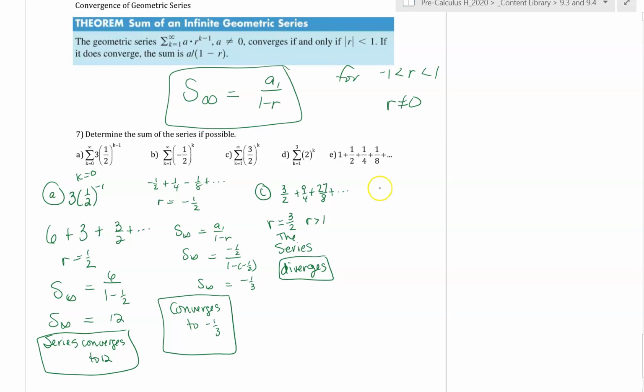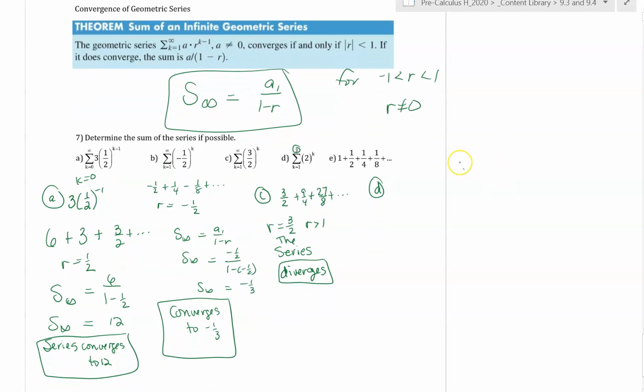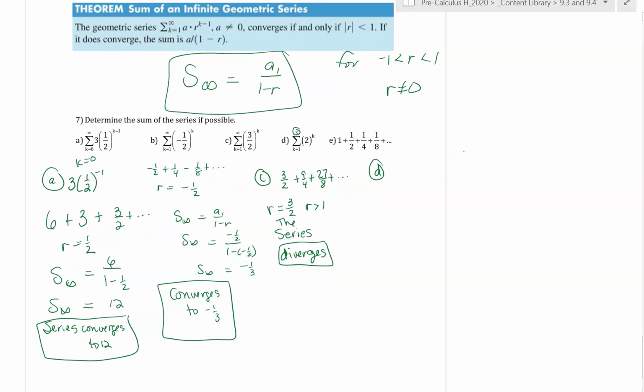Okay, when you look at part D, did you notice that it wasn't infinite? So it actually makes no sense for me to ask you if it converges or diverges. It's not an infinite sum. It's not a sum of an infinite sequence. So we could find some terms if k is 1, if k is 2, and if k is 3. So this one actually has a sum, and the sum is 2 plus 4 plus 8. The sum is 14.